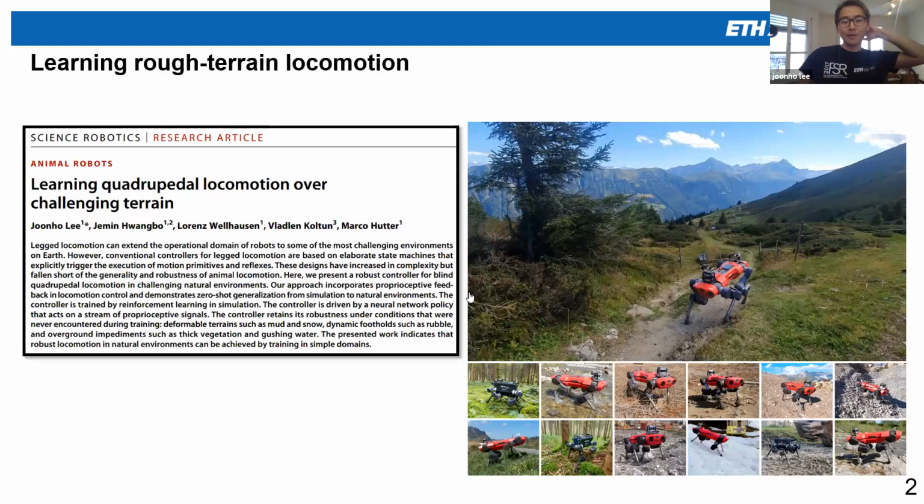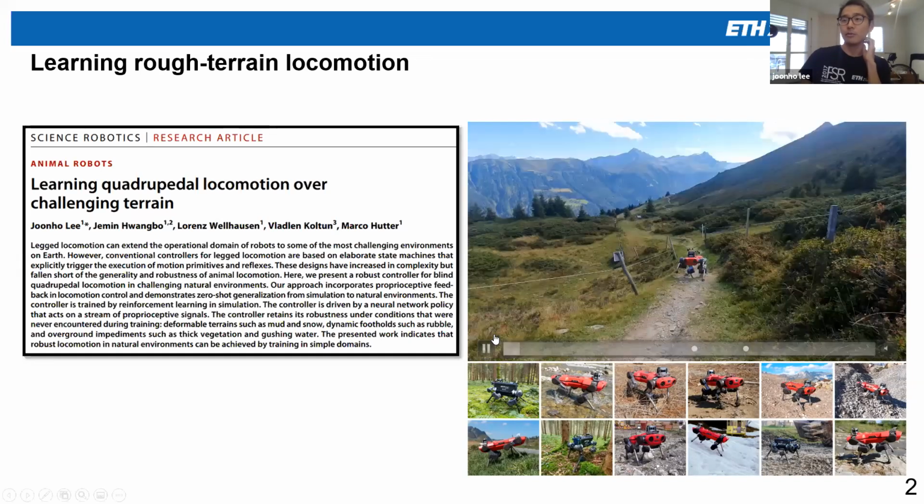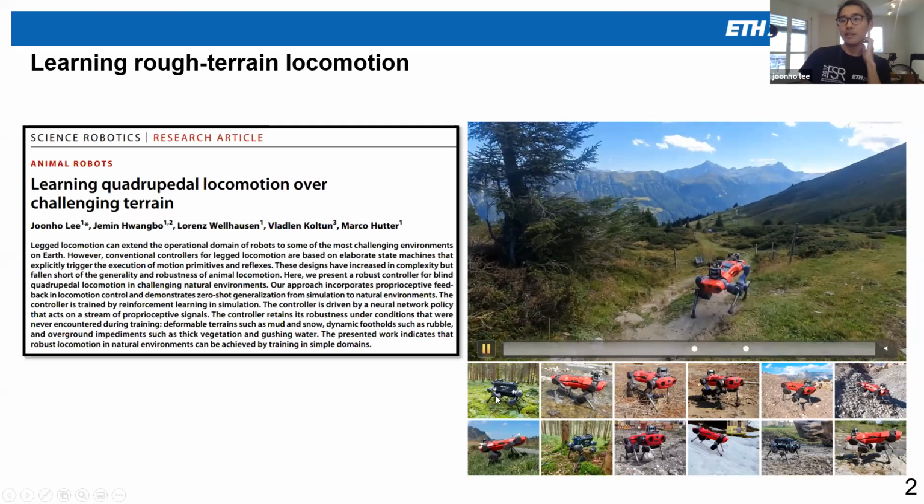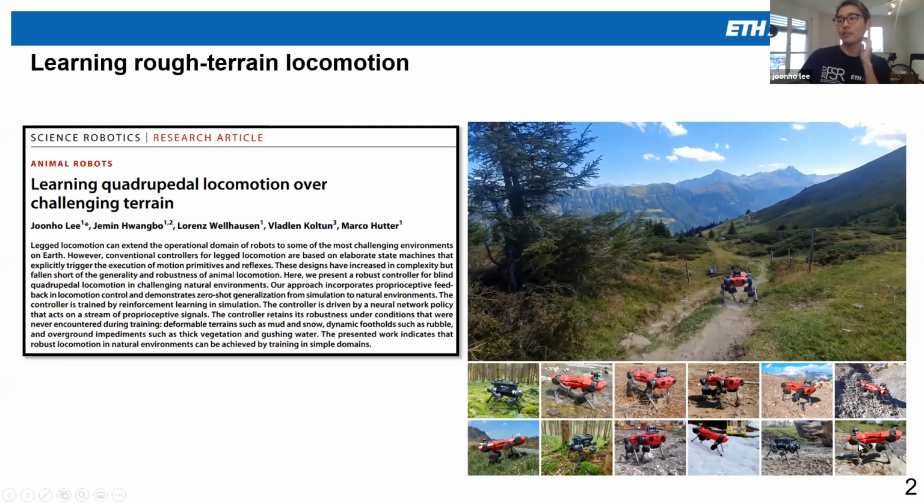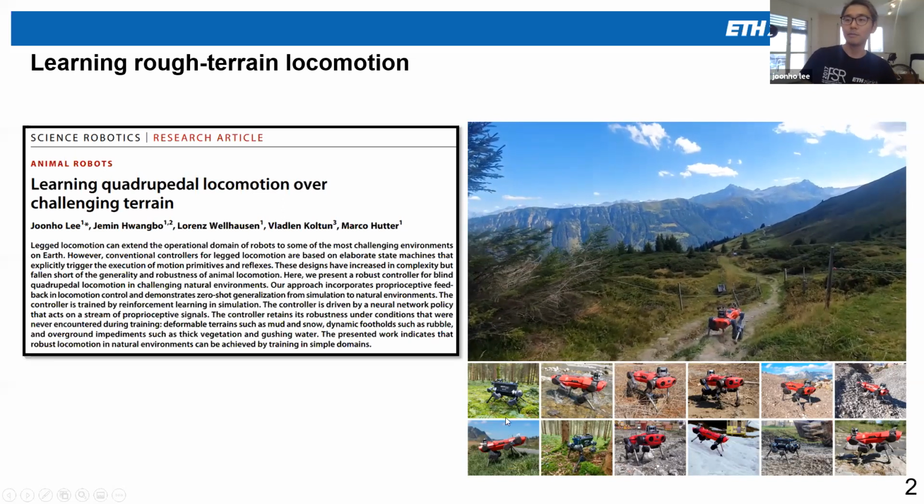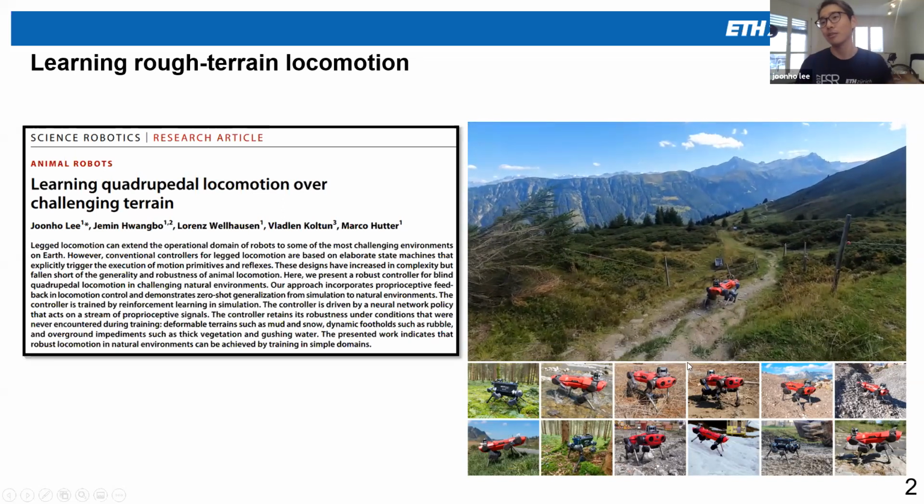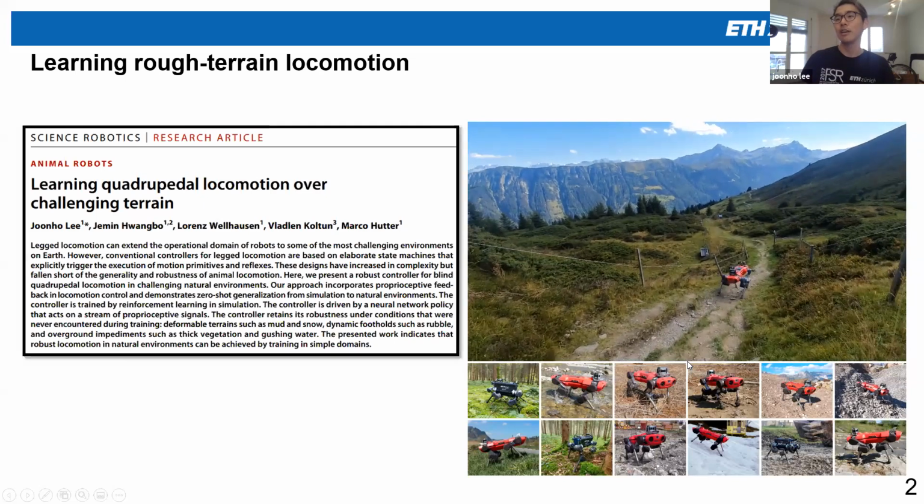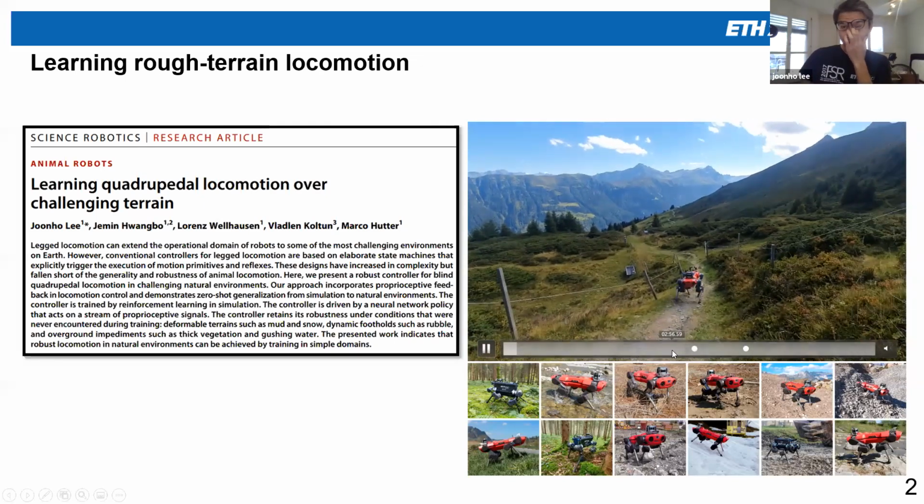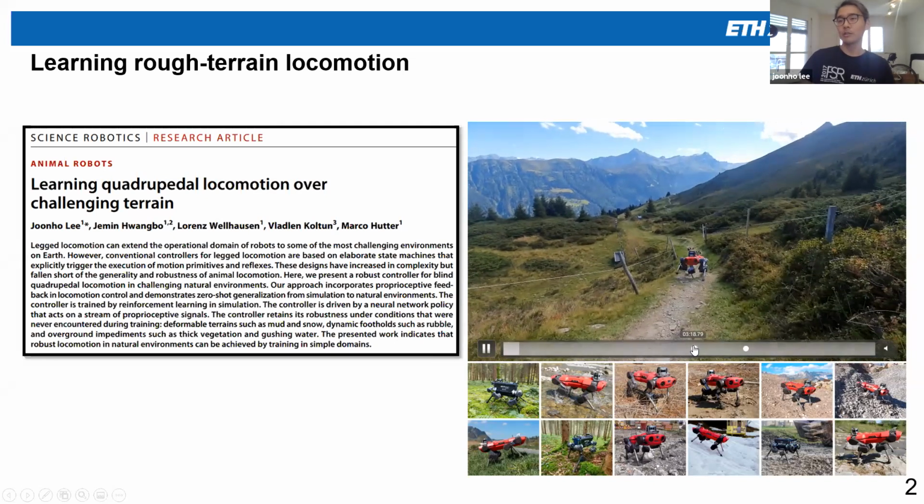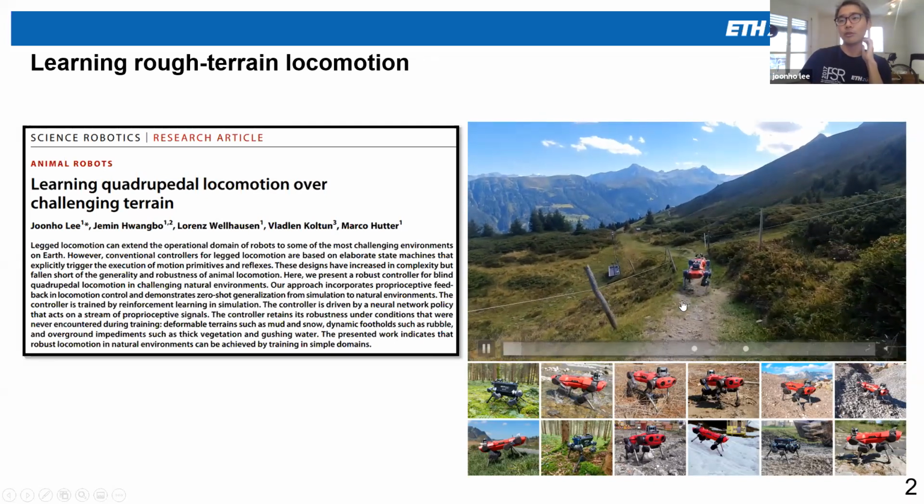So today I'm going to talk about our recent work where we applied RL to develop a locomotion controller for this quadrupedal robot. The robot is called ANYmal. In this work, we trained the neural network policy in simulation, over simulated rough terrains. And we tested it over many different natural terrains, which are almost impossible to simulate. Our policy generalized very well to different terrain shapes and different terrain properties. So we achieved state-of-the-art performance in rough terrain.